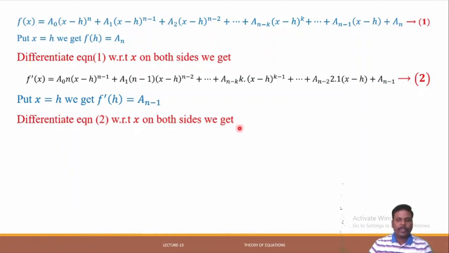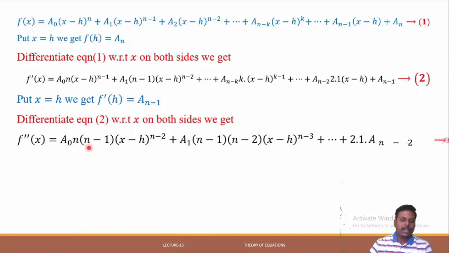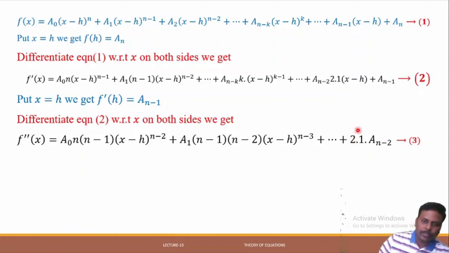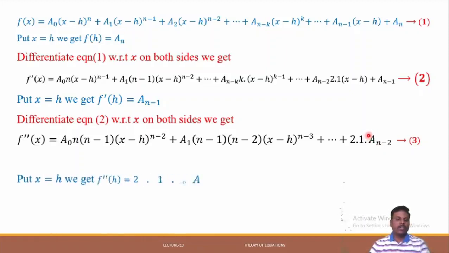Let us differentiate with respect to x on both sides. We get f''(x) is equal to a0 n(n-1) (x-h)^(n-2) + a1 (n-1)(n-2) (x-h)^(n-3) and so on, plus 2 into 1 into a(n-2) here. Now if I substitute x equal to h on both sides, what do I get?